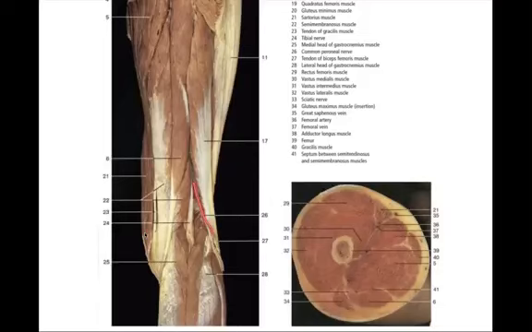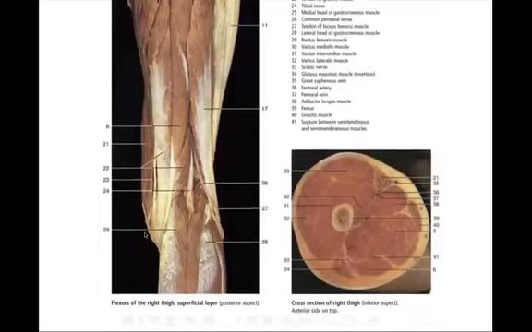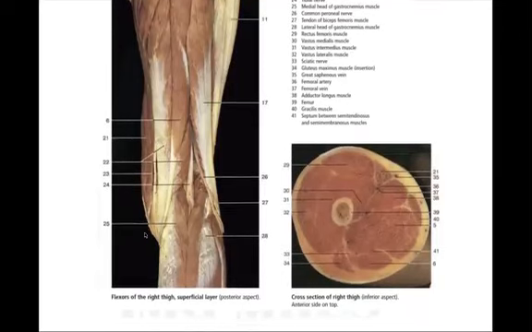Okay. Again, here you can identify number 26. It will be the common peroneal nerve, and number 24 will be the tibial nerve. Okay. From this picture, you need to identify the hamstrings and the two nerves you can see here.